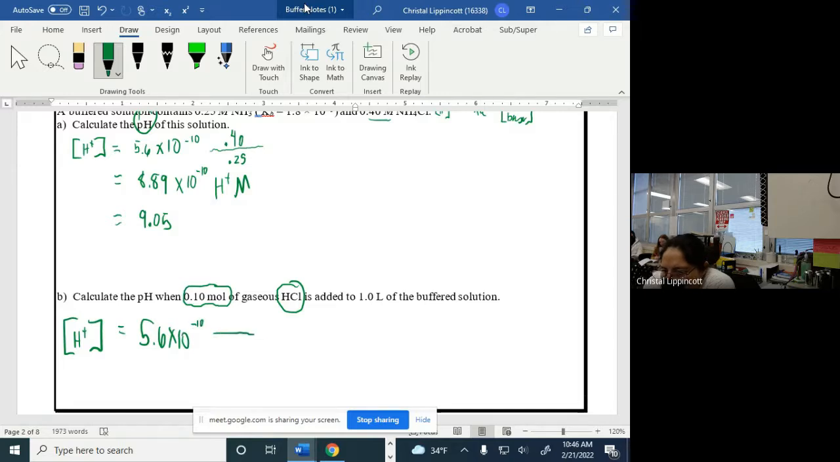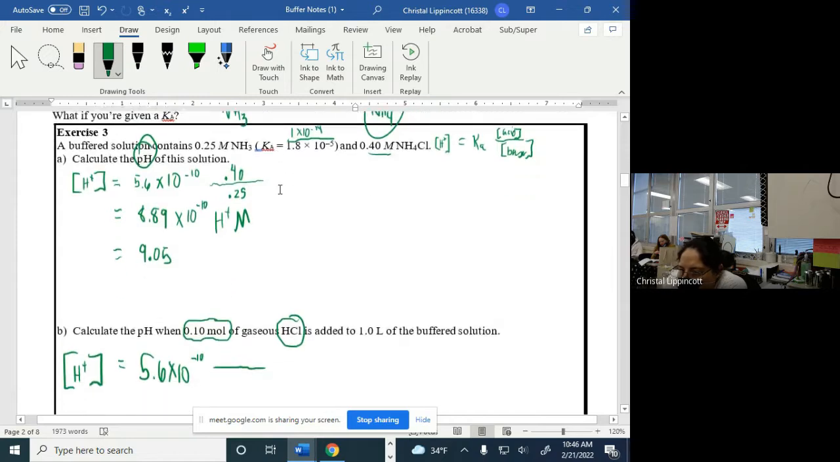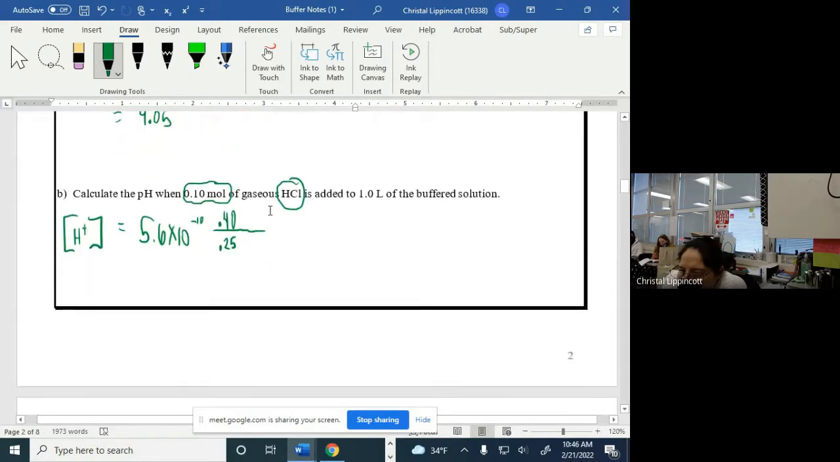Now, for this equation, we have to have stuff in moles, okay? And it's a 1 liter solution, so it's fine. So 1 times 0.25 is still 0.25. And 1 times 0.4 is still 0.4. So I've got those in moles. Did you see how I did that? Yes. Okay.